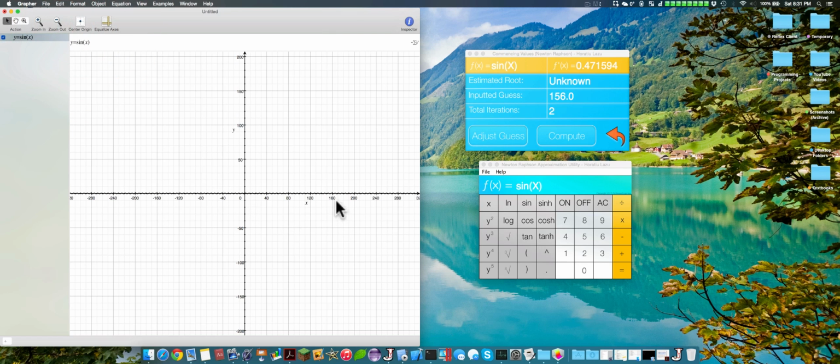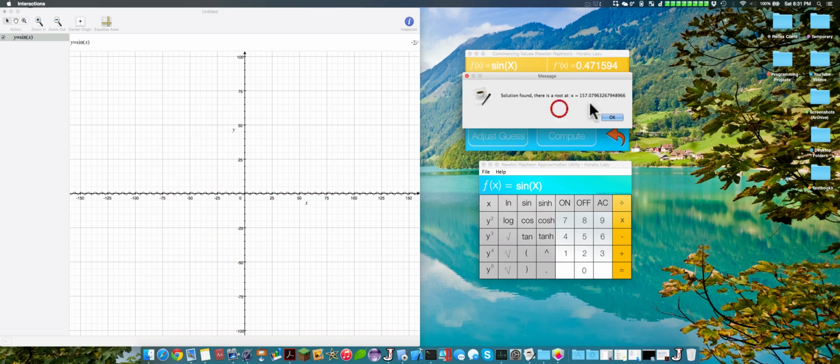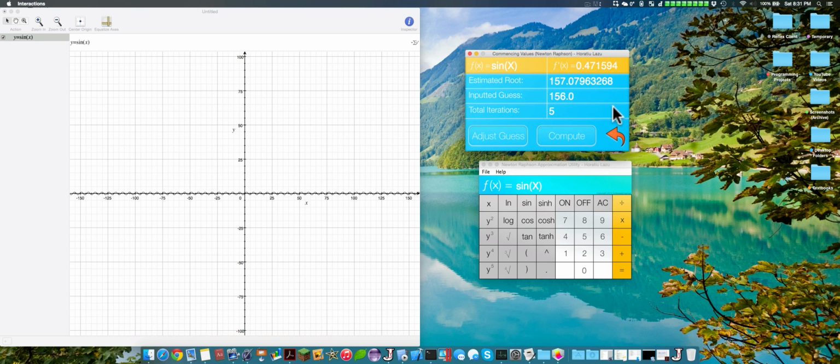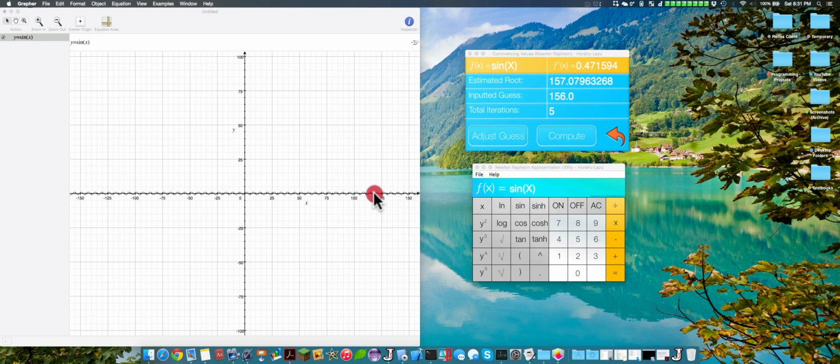Solution found that x equals 157.07963 and so on. Now notice this uses radians, so if you try to use this on your normal calculator, it will give you the wrong answer. So to convert from radians to degrees, you'd have to divide by 180 and multiply by pi.